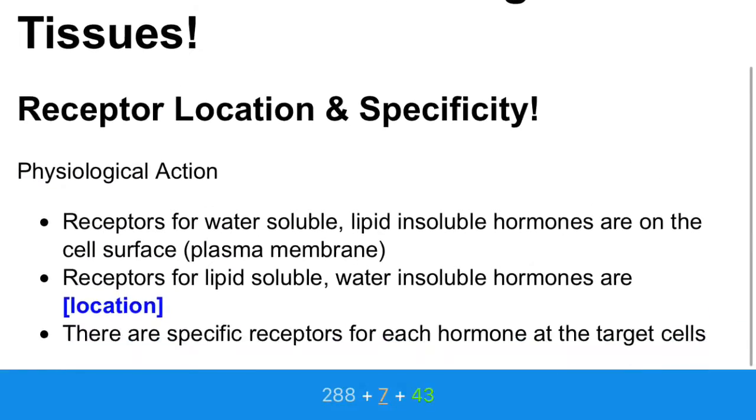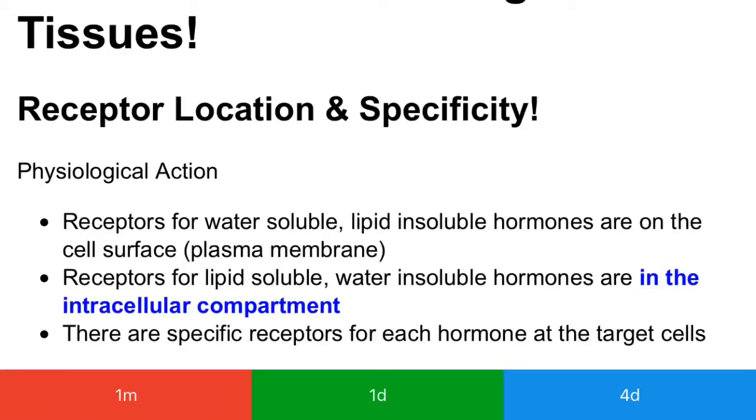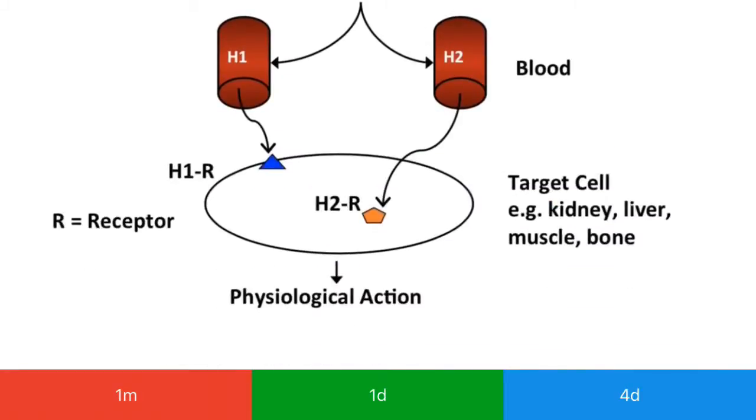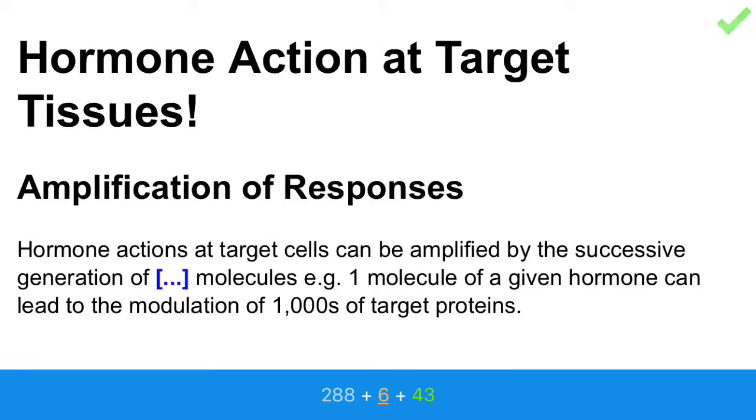All right. Hormone action at the target tissues. Receptor location and specificity. Physiological action. Receptors for water-soluble, lipid-insoluble hormones are on the cell surface, yes. Receptors for lipid-soluble, water-insoluble hormones are in the intracellular compartment. Now, I would also expect this to be inside of the cell membrane, but it does not say that, because the intracellular compartment is, in fact, an aqueous solution, so it's a little bit funny, but whatever. I understand lipid-soluble, but water-insoluble?